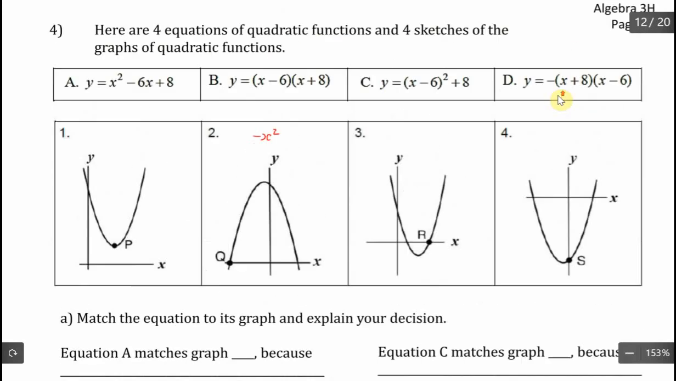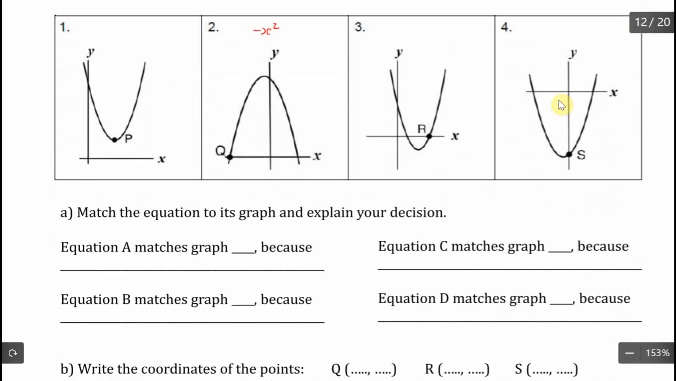So equation C matches graph 2 because it's the only negative x squared equation. Therefore, that shape.